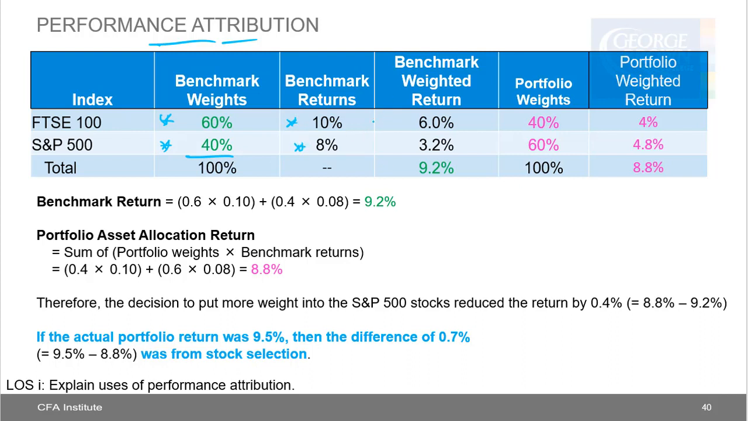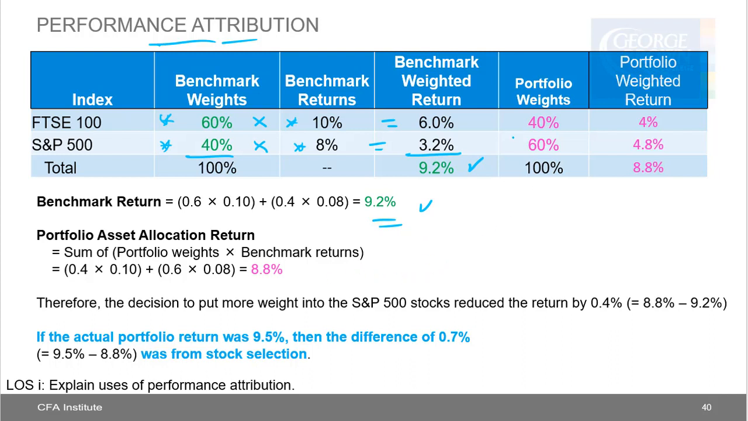So we can do the weighted average return. 0.6 times 0.1 equals 6%. 0.4 times 0.08 equals 3.2%. 6% plus 3.2% equals a benchmark return of 9.2%. Of course, return is always the weighted average of the returns. So the benchmark, 60% FTSE 100, had a 10% return, 0.6 times 0.1, 6%. 40% weighting in the S&P 500, 8% return, 0.4 times 0.08 equals 3.2%. Add the weighted returns, so that gets our weighted average, okay?